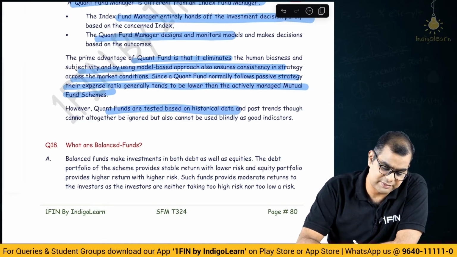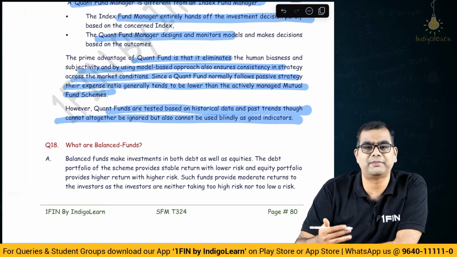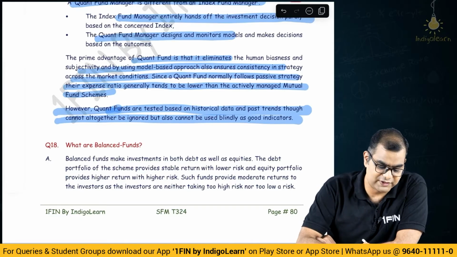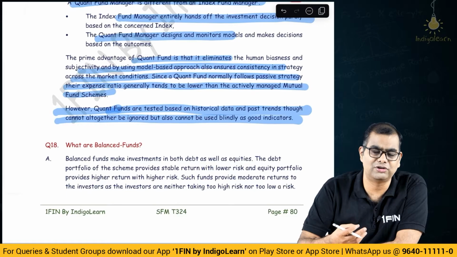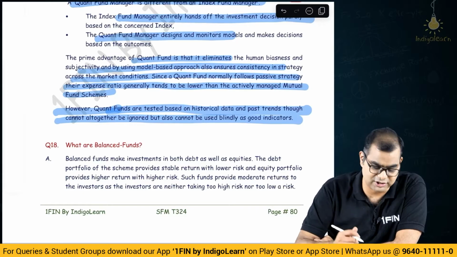However, quant funds are tested based on historical data, and past trends cannot altogether be ignored, but they also cannot be used blindly as good indicators. So, you cannot say that everything that has happened in the past will repeat. If that were the case, all of us could actually see the future. So, quant funds, just by creating a model based on past data, do not necessarily always make great money by following simply the model. The model has to be fine-tuned constantly and optimized constantly.